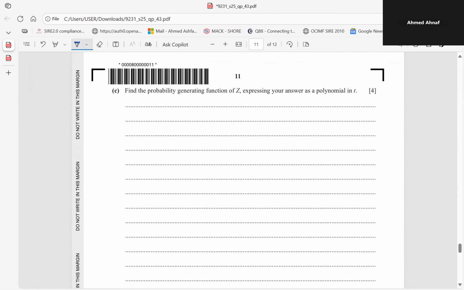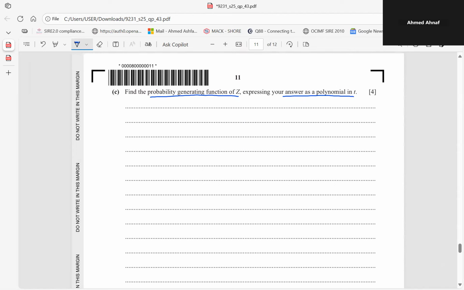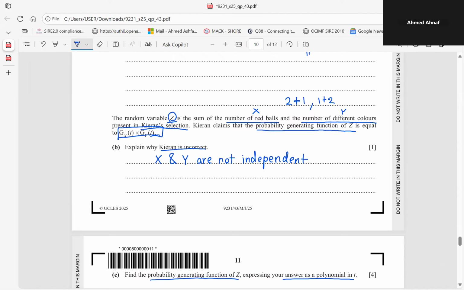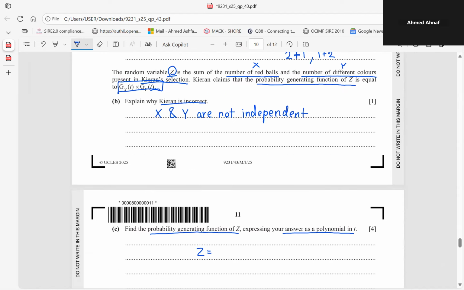All right, so here they have told us to find the probability generating function of Z, expressing the answer as a polynomial in t. So we have to expand out our answer, or better not. Okay, as usual, let's find the values of Z. Can we have zero? It's the sum of the number of red balls and the number of different colors.